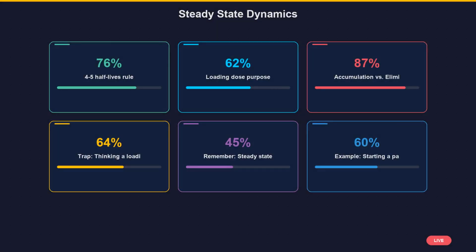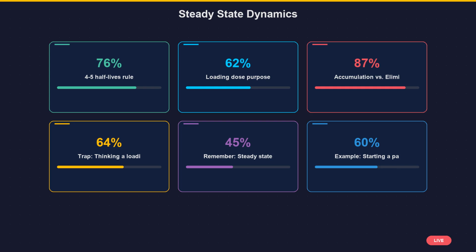Right, quick note. Let's weigh two ideas here. Does a drug reach steady state faster if we give a massive loading dose, or is it purely a function of the half-life? Most people argue for the loading dose, thinking speed comes from volume. But the math tells a different story.